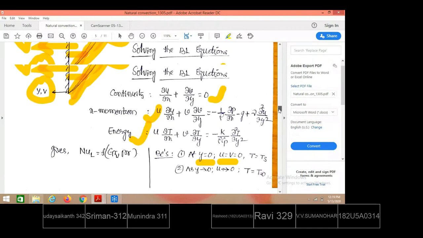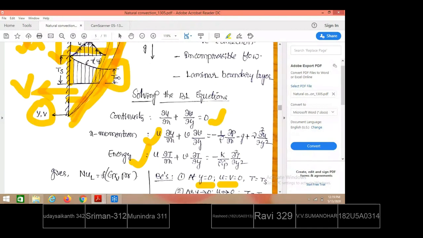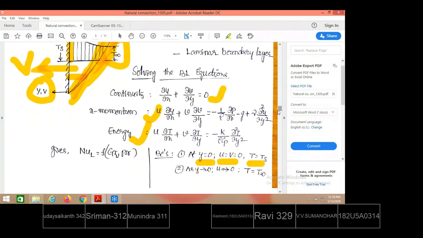After sticking to the surface, what is the temperature of the molecules here? That is equal to Ts. Along the plate, the fluid particles will have the same temperature as the plate temperature, that is Ts. Then at y equal to infinity.